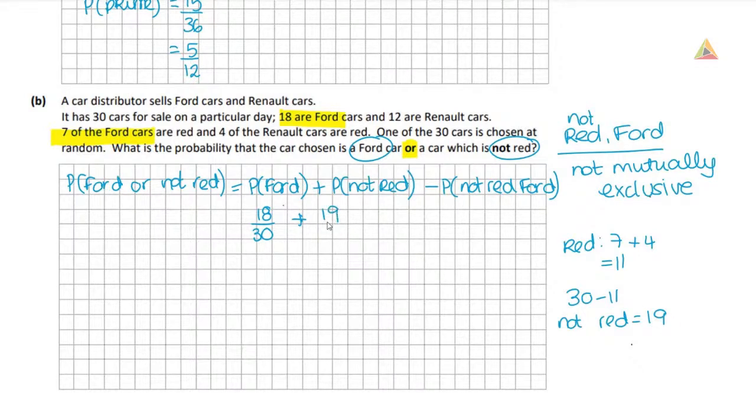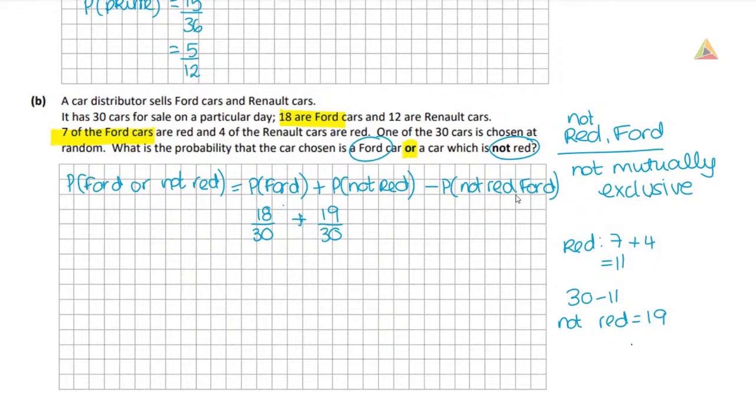So we have 19 over 30. Now, if we added these two fractions together, so if we hadn't taken into account that these were not mutually exclusive, we would be getting a fraction that's greater than 1. And the probability scale runs from 0 to 1. So we're never going to get an answer that's greater than 1. So that would tell you go back and look for that intersection.